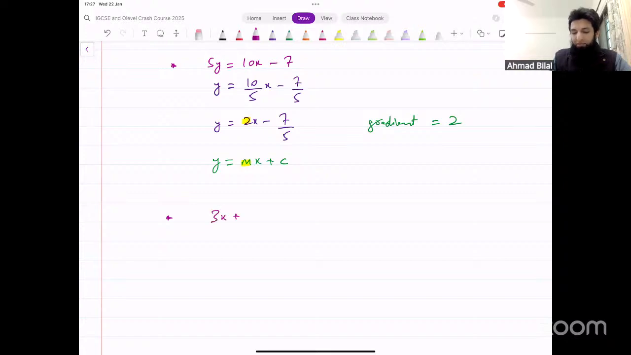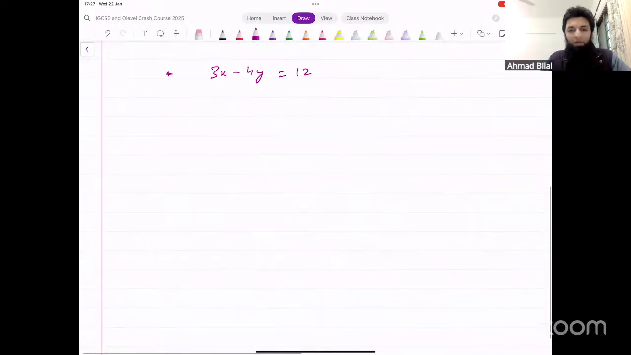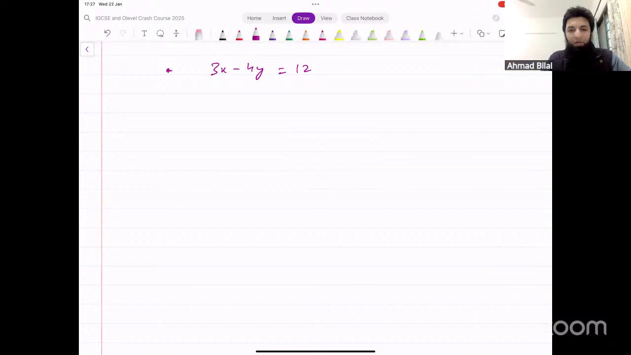3x minus 4y equal to 12. Okay, what about this now? What about the gradient of this particular line? 3x minus 4y equals 12. Now, again, we cannot write down the gradient directly. We should first convert it to the standard form. What's the standard form? You can make y the subject.